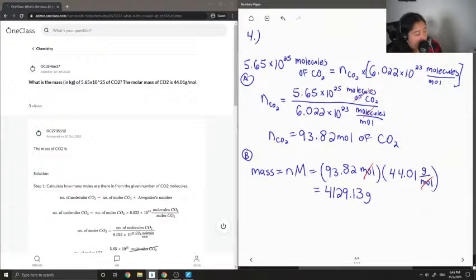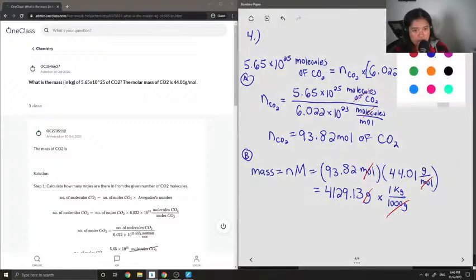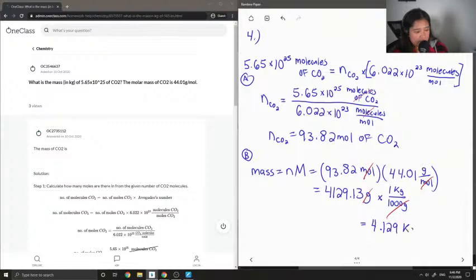And the question is asking, what is this in kilograms? So then we just have to do our conversion factor, which is pretty much dividing by 1,000. But if you don't know how to do that, I'll write it down here. There are 1,000 grams in 1 kilogram. Let's show the units canceling out, and you get 4.129 kilograms of CO2.